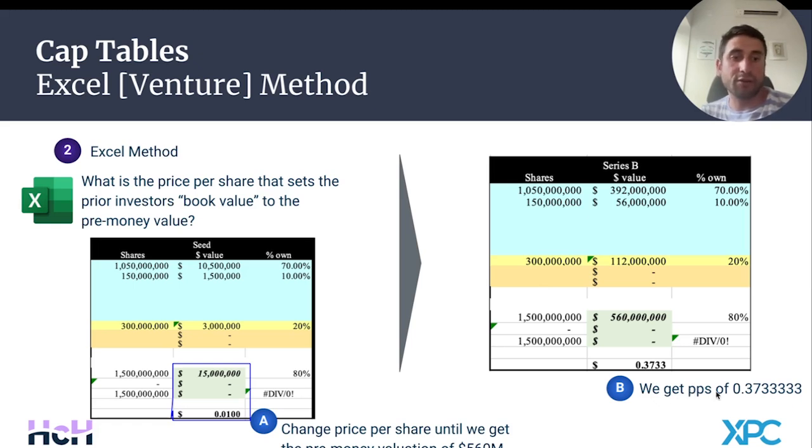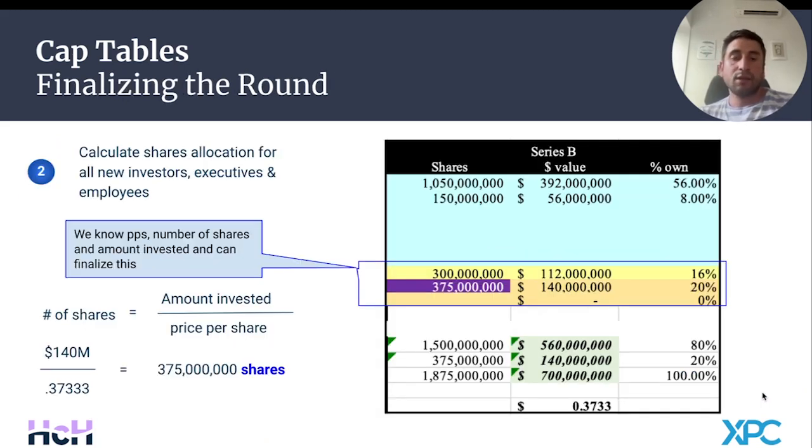So we get a price per share of 0.37333, agreeing with what we calculated before. So easy enough. We know the investor invested $140 million. We can then use this formula as we've done before. The number of shares equals the amount invested divided by the price per share, and we get the same 375 million number. And then we just fill out all the remaining amounts in the cap table.